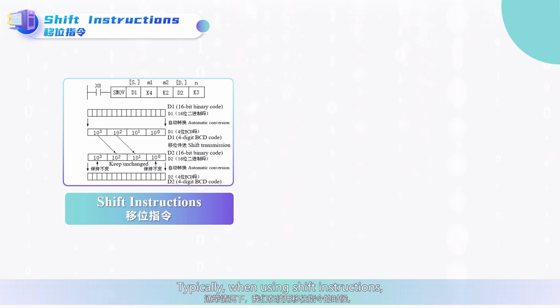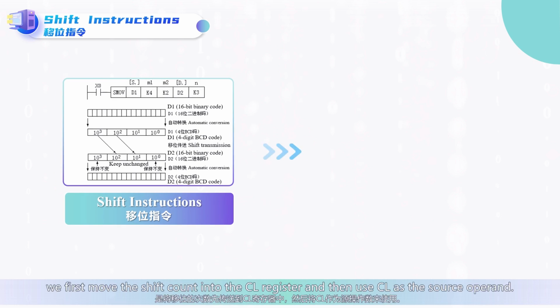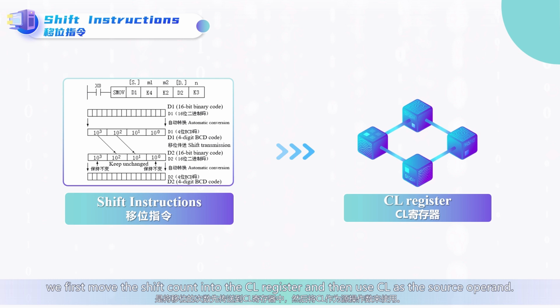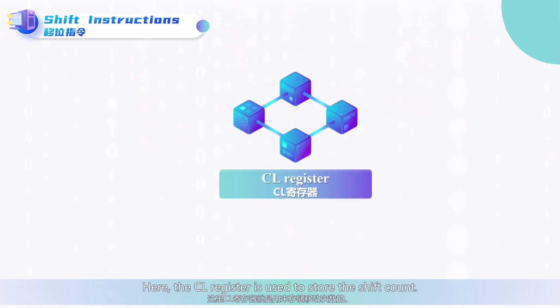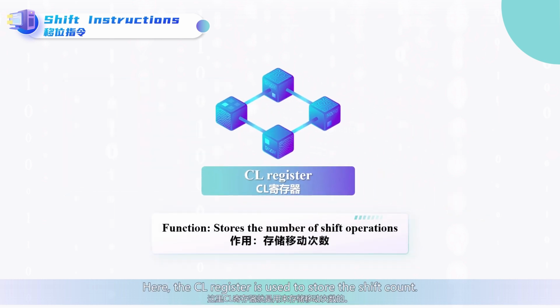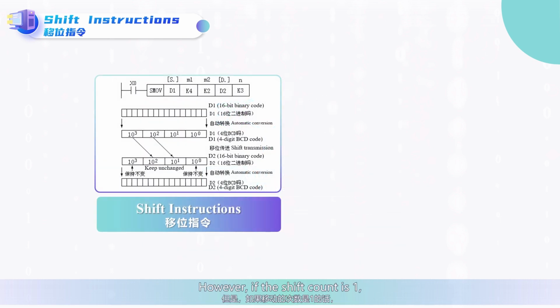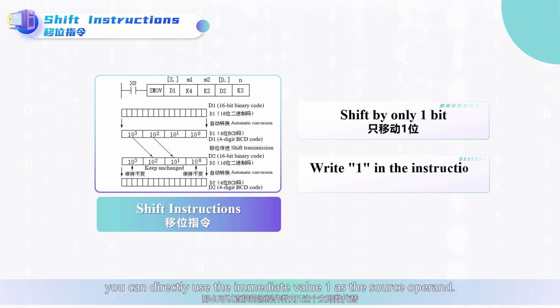Typically, when using shift instructions, we first move the shift count into the CL register, and then use CL as the source operand. Recall that the CX register is often used for counting. Here, its low byte CL stores the shift count. However, if the shift count is 1, you can directly use the immediate value 1 as the source operand.